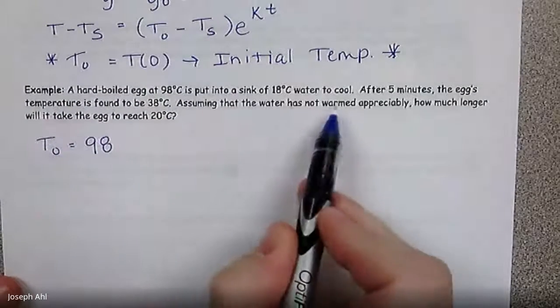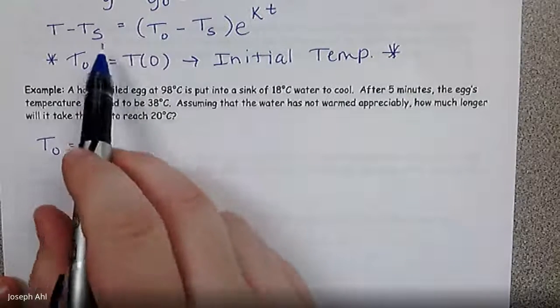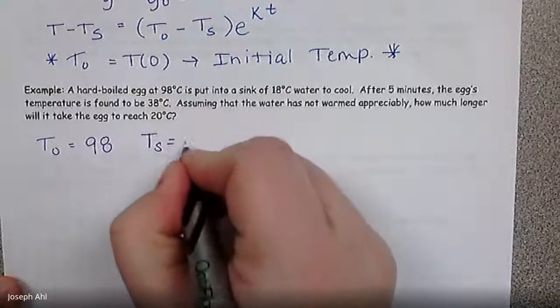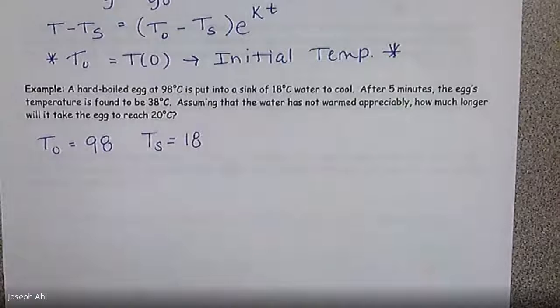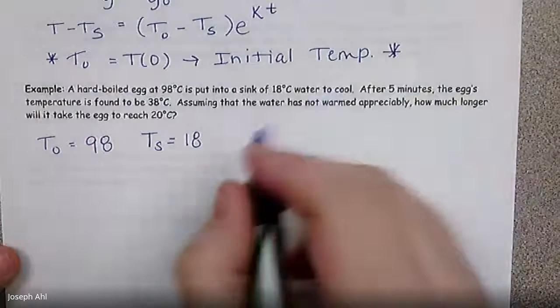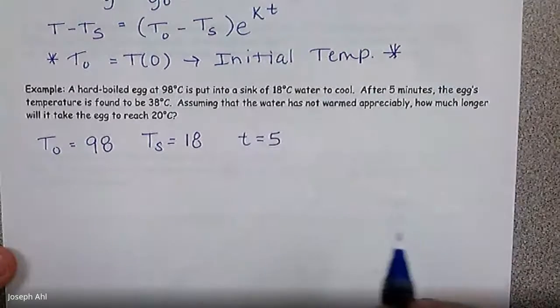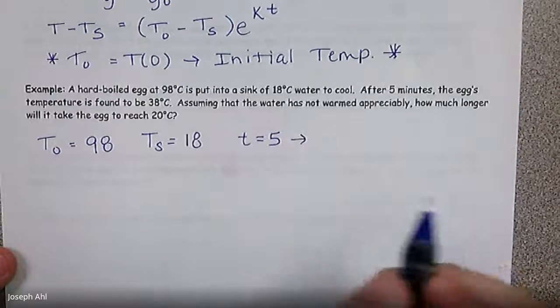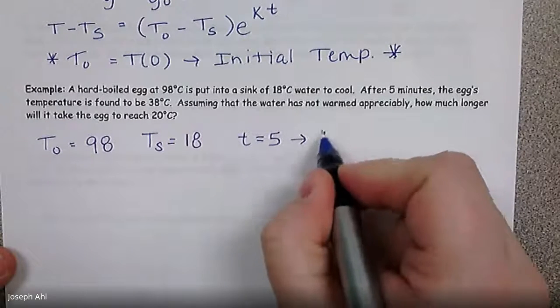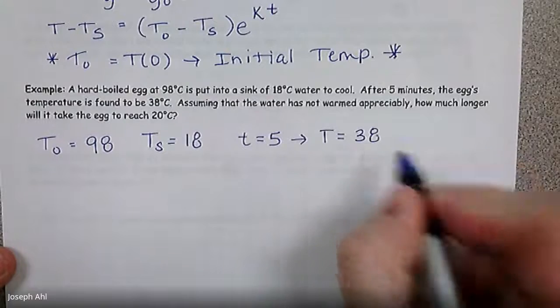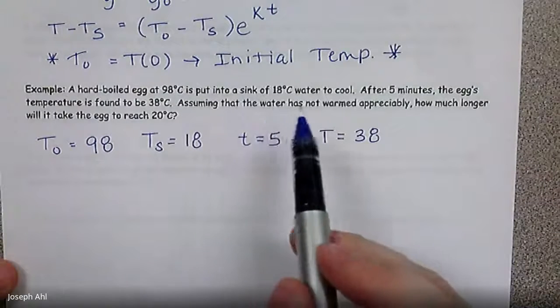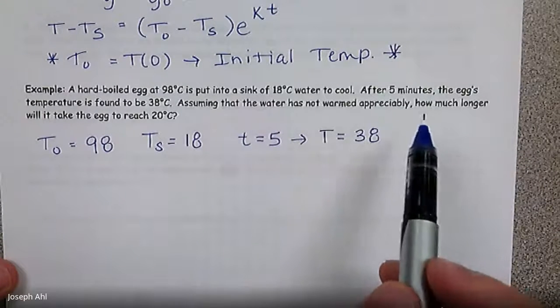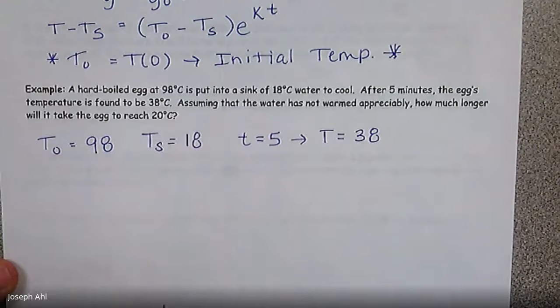And it's put into a sink of 18 degrees Celsius. So that's the temperature of the surrounding medium, T sub s. Okay, so let's define all our T's here. And then after 5 minutes, the egg's temperature is found to be 38 degrees Celsius. So when t equals 5, we know that the temperature, which is just good old normal capital T, is 38 degrees. Assuming the water has not warmed appreciably, how much longer will it take the egg to reach 20 degrees Celsius?